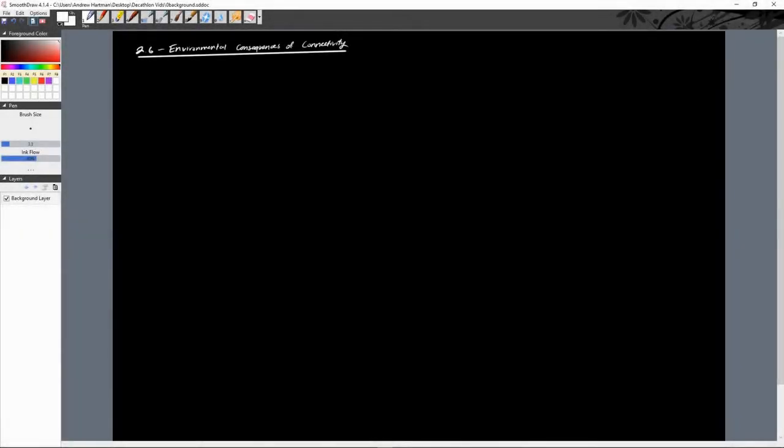Talking about topic 2.6, the environmental consequences of connectivity. We've already talked about quite a lot of these, but I do want to hit at them again. There's definitely some new stuff to talk about here. So first off, let's start with the spread of agriculture, and the agricultural effects of that spread.